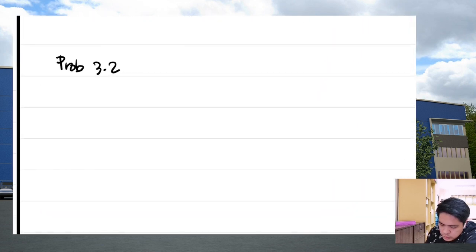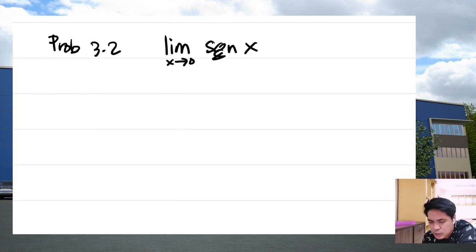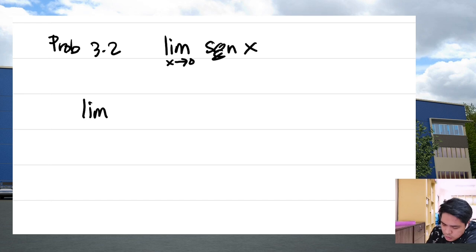Okay. For problem 3.2, let us try to evaluate this. What is the limit of signum x as x approaches 0? Actually, nag-define na tayo in the previous discussion. Define na natin to. So, what would be the limit as x approaches 0? Okay? Actually, familiar tayo sa graph nito. So, ang gagawin natin, let us look at the left and right hand limits. So, evaluate natin muna yung limit of signum x as x approaches 0 from the left. Unahin natin yung from the left.